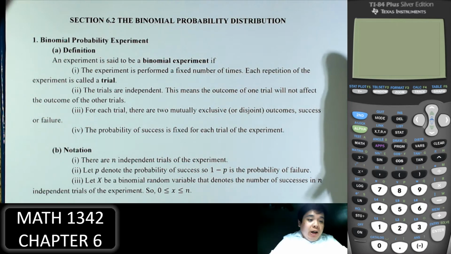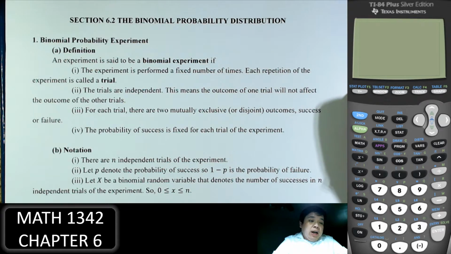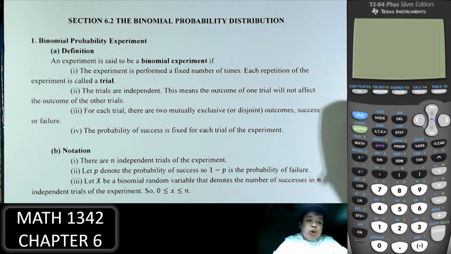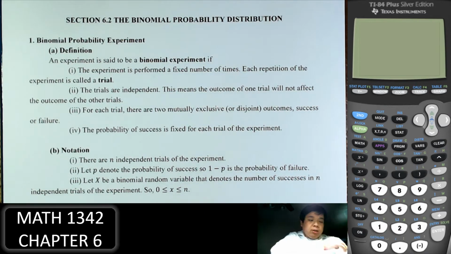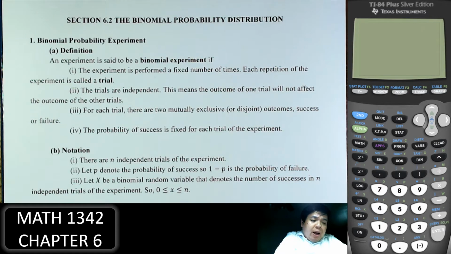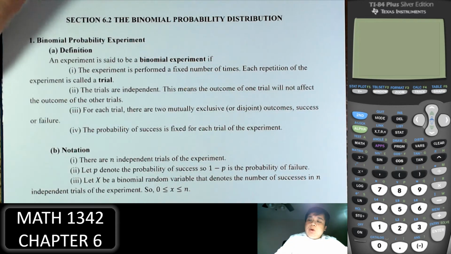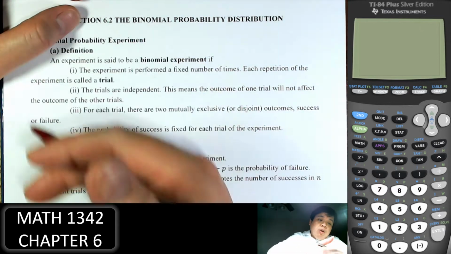Hi everybody, welcome to another video in statistics, section 6.2, binomial probability distribution. Binomial probability experiment. So, definition: in a binomial experiment, these four things have to happen.